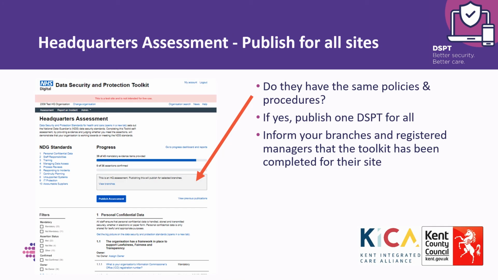For those publishing at a headquarters level for multiple sites, don't forget to tick which locations you would like the toolkit to apply to. You can check which branches are available by clicking on View Branches at the top of the page. If there are any issues with linking the toolkit to branches or the list is incorrect, contact the DSPT Helpdesk. It's also a good idea to let those branches know that the toolkit has been completed for them.